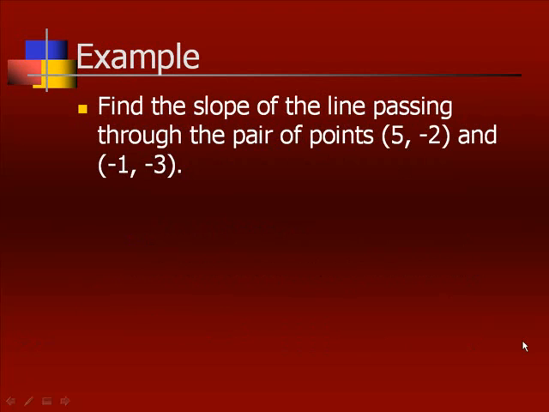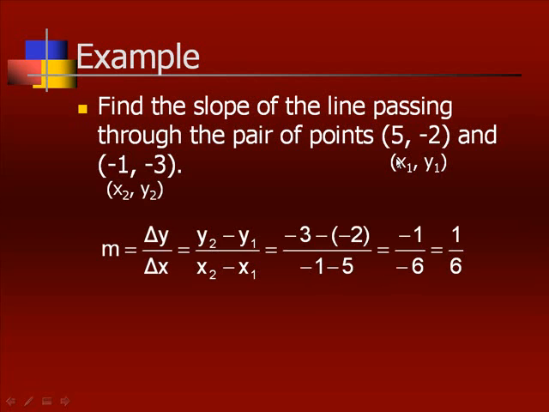So let's try one. Find the slope of the line passing through the pair of points (5, -2) and (-1, -3). Now, in slope, we label our points x1, y1, and x2, y2. Our slope formula is y2 minus y1 over x2 minus x1. Plug in your values. Y2 is -3, y1 is -2, x2 is -1, x1 is 5. So this line would have a slope of 1/6.